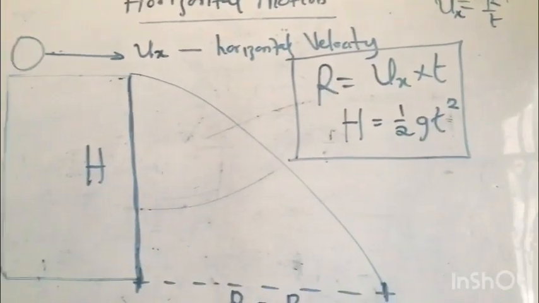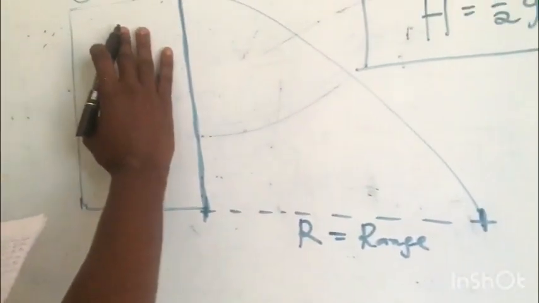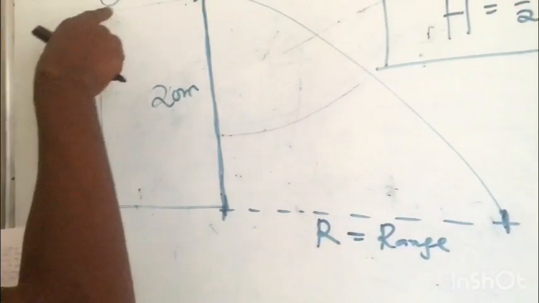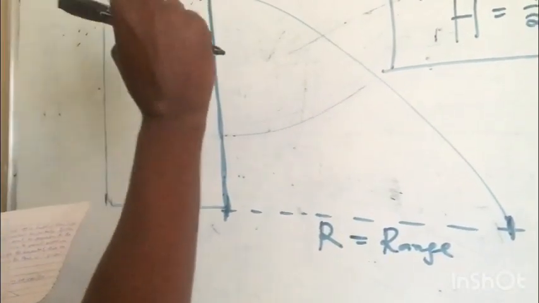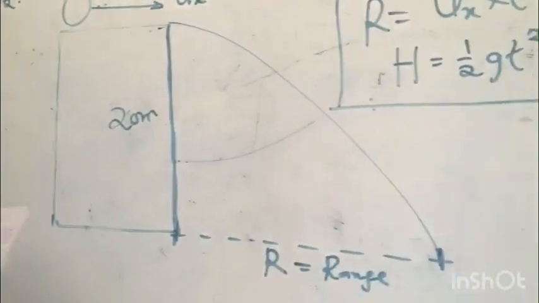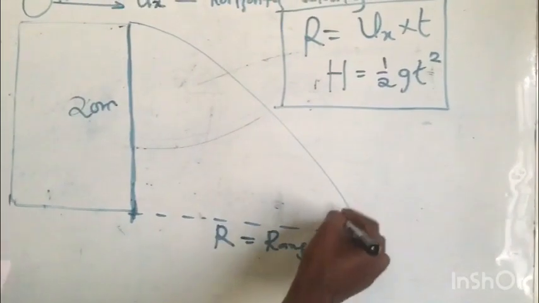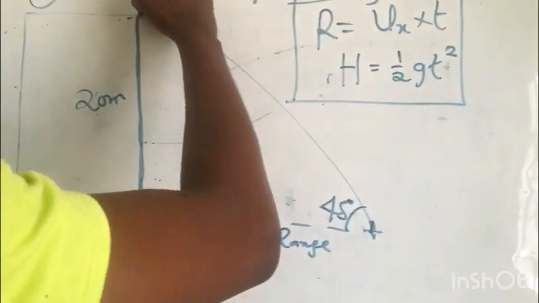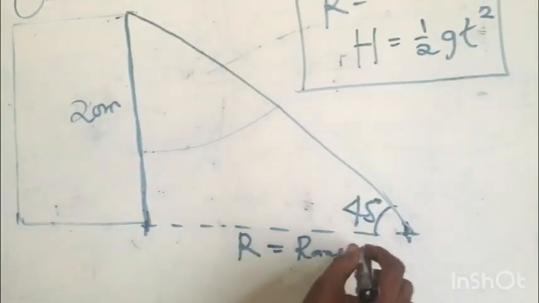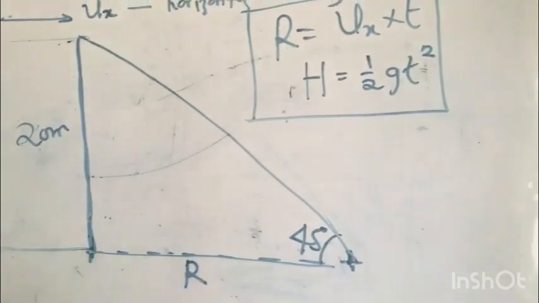Now, if you go back to the question: from the top of a building, let's say this is our building, 20 meter high, that means the height of this building is 20 meter. A ball is projected horizontally. If the line joining the point of projection to the point where it hits the ground makes an angle of 45 degrees, it's just like we are drawing something like this to the ground. It makes an angle of 45 to the ground. This is our ground. Out here is what we call our range.